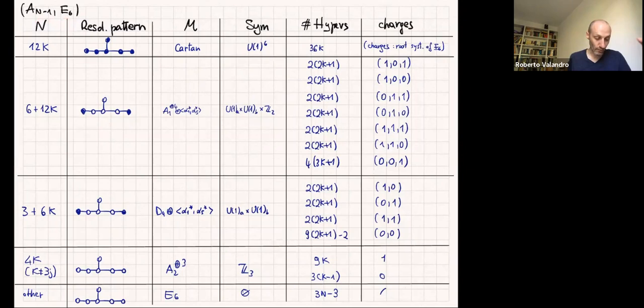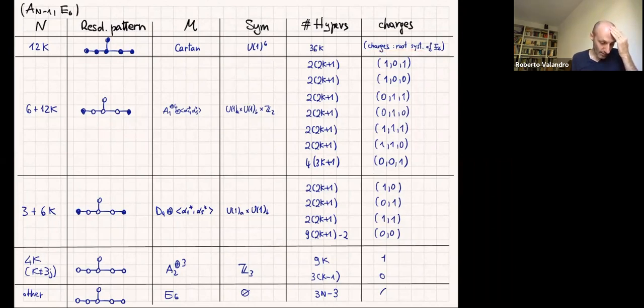If you have a multiple of 12, basically you can take the smallest breaking that you can have, namely having U1 to the 6 as a preserved symmetry. All of these spheres are blown up. The symmetry is U1 to the 6, and you can compute the number of hypers. Since the U1s are just the Cartan, these exactly populate the root elements of the algebra, and the charges you can read there.